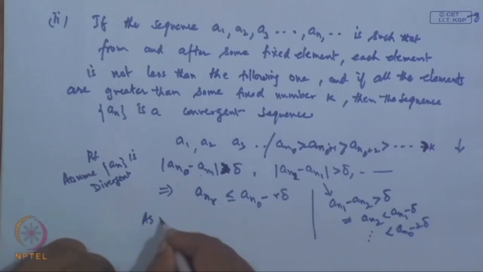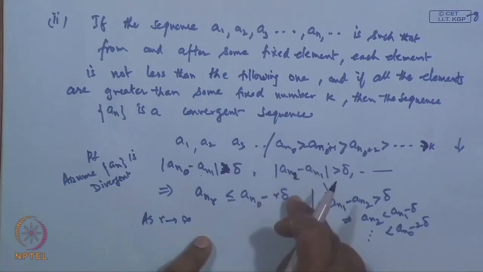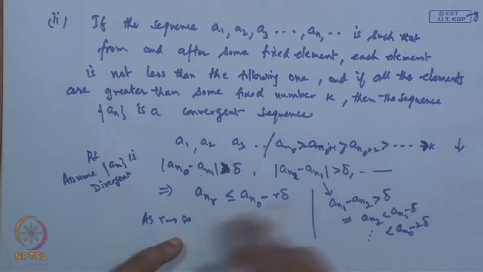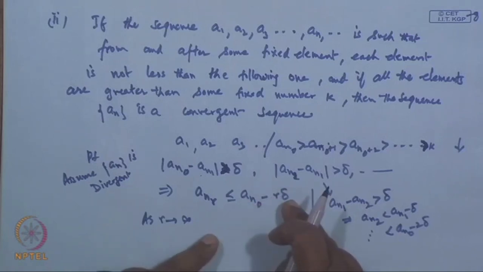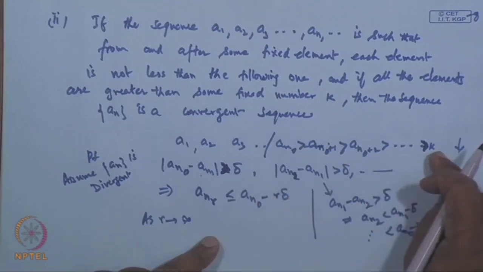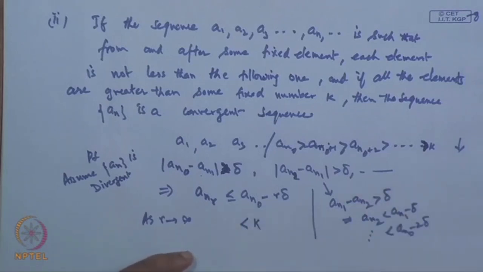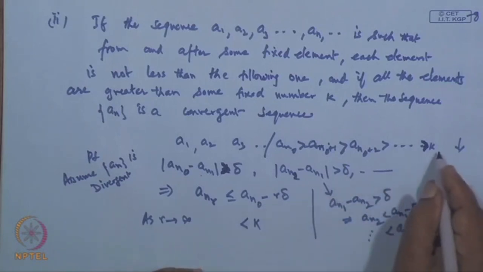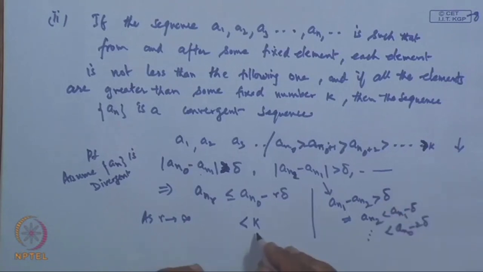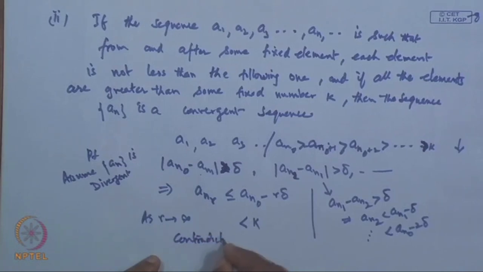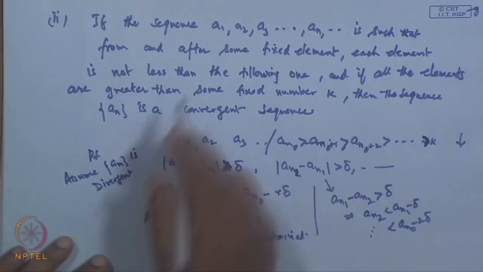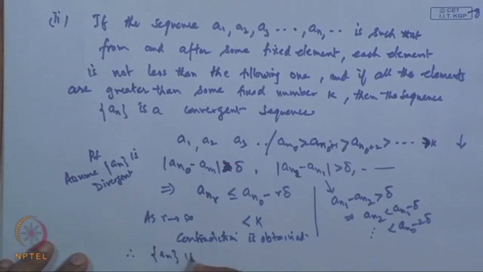Now, as r tends to infinity, this number r delta will be very, very large. When r is sufficiently large, this number is very large. a_{n0} is a fixed rational number. So, when you subtract a very large number from a_{n0}, the quantity cannot be greater than k. It will always be less than k for large enough r. So, this will contradict the assumption that all the terms of the sequence are greater than k, which is not satisfied. Therefore, a contradiction is obtained, and this contradiction is because of a wrong assumption, so the sequence a_n is convergent.